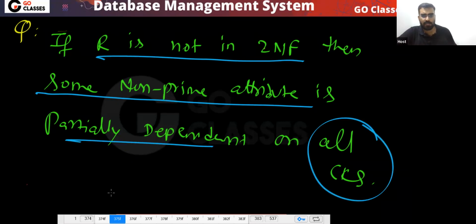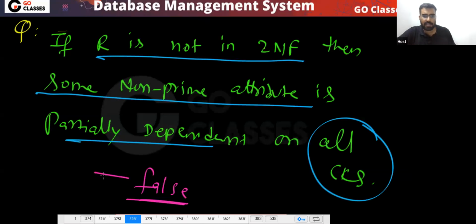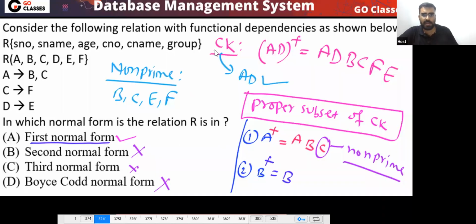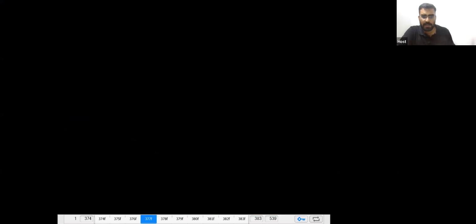Is this statement true? This statement is false. Why? Because very simple, you can very easily see this statement is actually false. The reason you can see here: in this example, you can see this is not in 2NF. In the previous example, what can you notice?